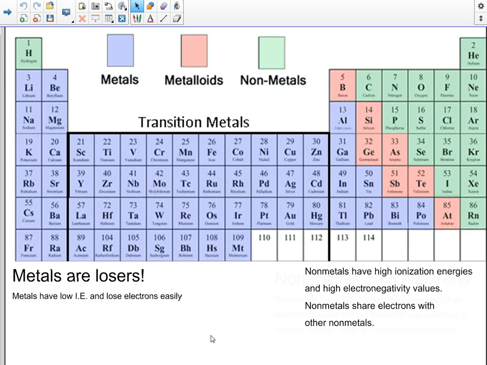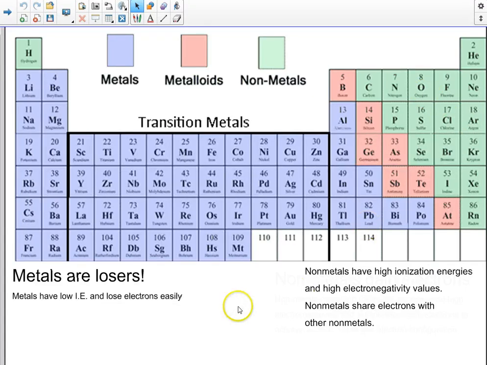Just to remind you, covalent compounds are formed when nonmetals, the elements in green, and other nonmetals get together and bond. When they do this, they share electrons. A covalent bond is the strongest of the three bonds that we've talked about. It's stronger than an ionic bond, and it's stronger than a metallic bond.